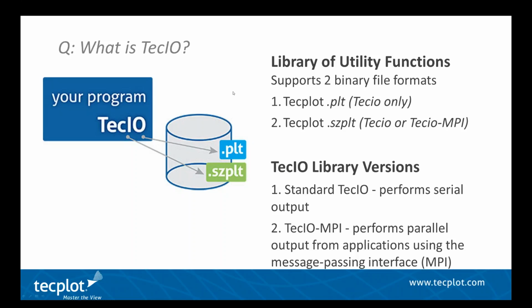There are two versions of the library, right? Yeah, what I've been calling serial is what we see as TecIO on the screen, and then the parallel one, TecIO MPI, is based on MPI's I/O routines, and that's designed for applications on massively parallel machines using MPI. Okay.